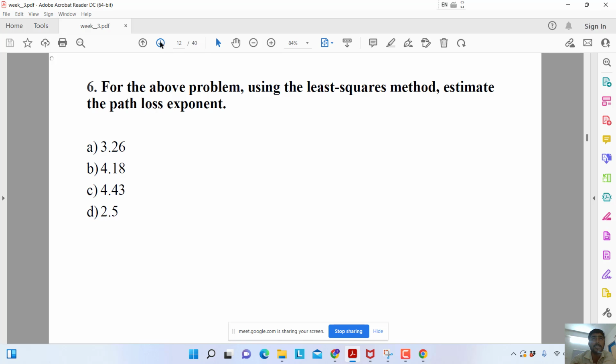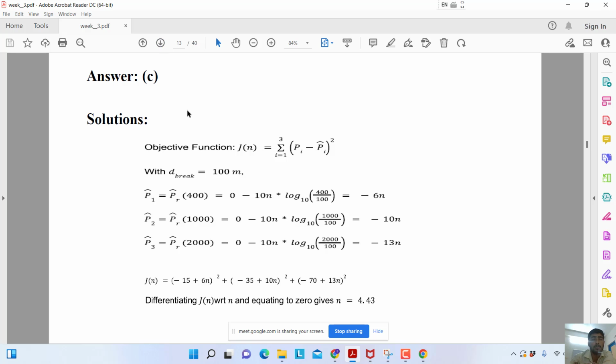Firstly, we will see what the least square method is. So what is our objective? We have to calculate n, the path loss exponent. We have the power, so by using the least square method, we calculate n. By using the table, we will calculate the value of J(n). So firstly, we will take the 400 meter case. As we solved previously, it comes to minus 6n.